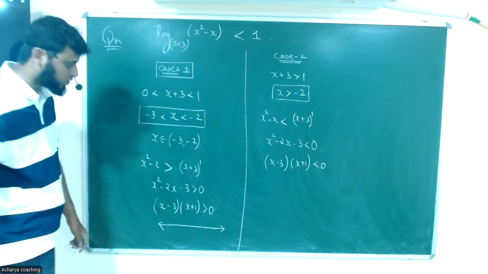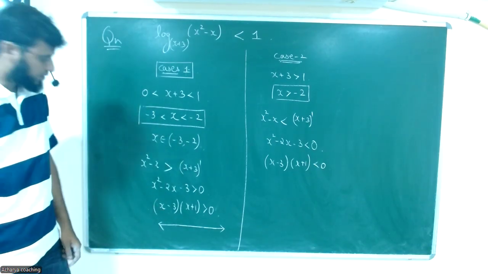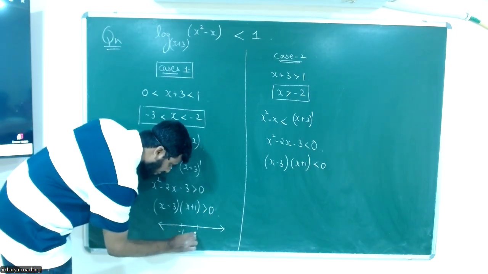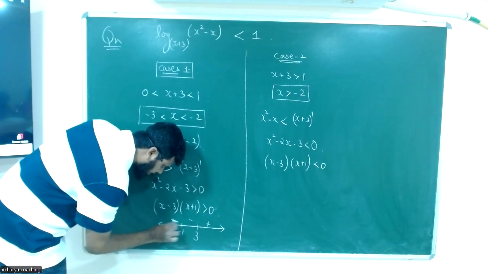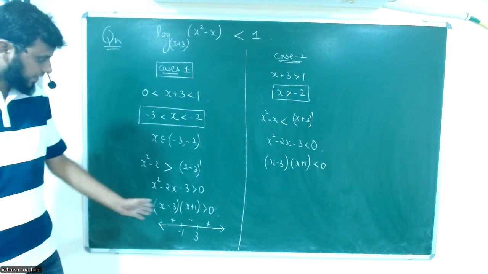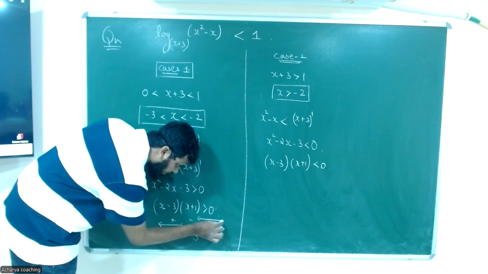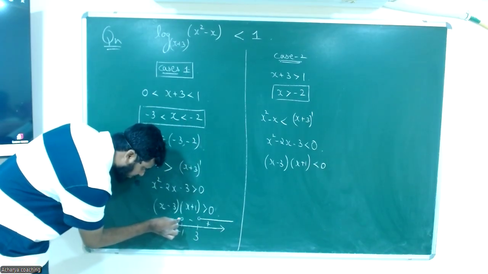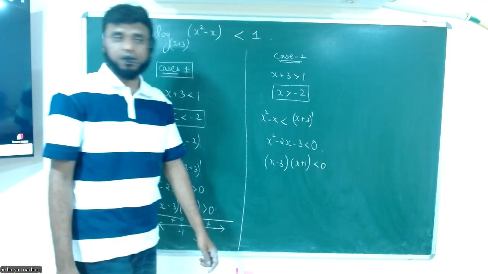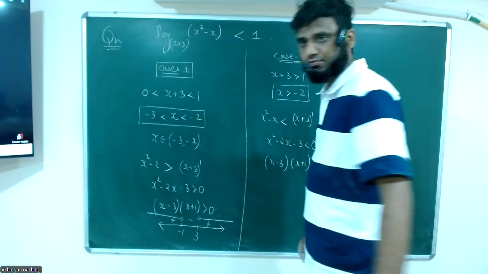So here, what are all the roots we have? Minus 1 and 3. So I can write plus minus plus, right? Plus minus plus. So greater than 0 means positive. So we have positive here, and here we have positive. Any doubt in this?